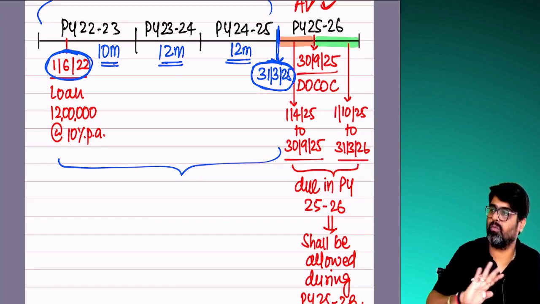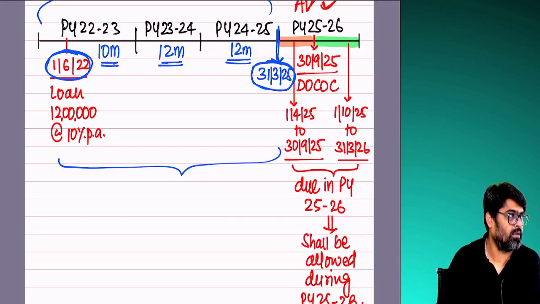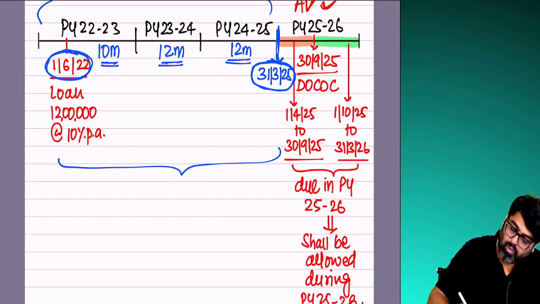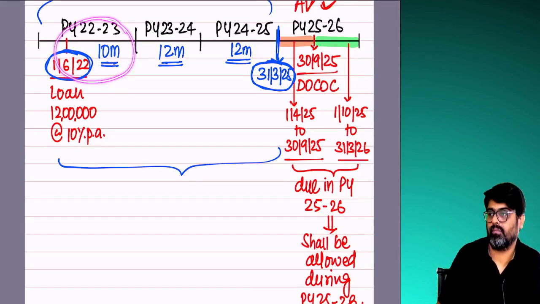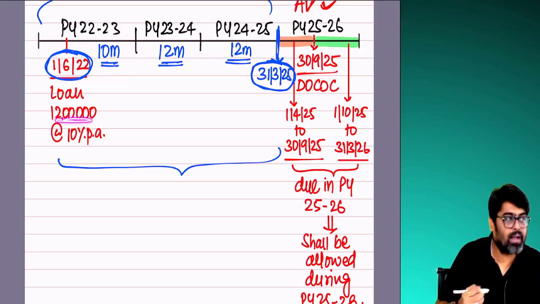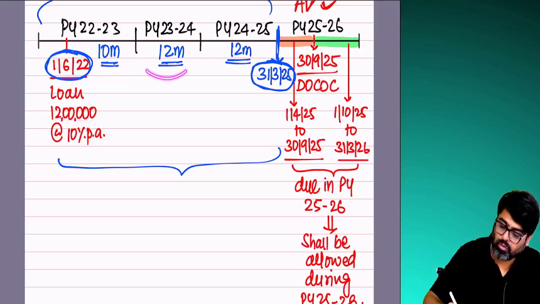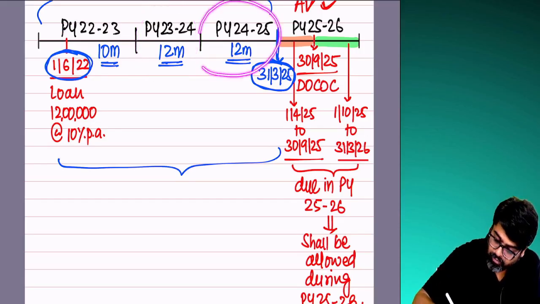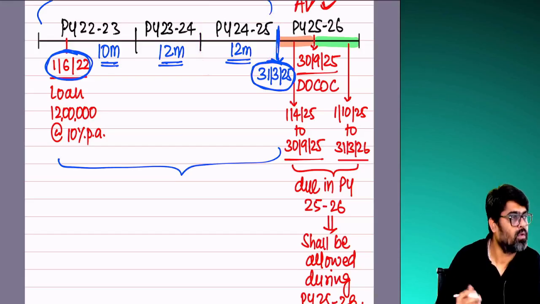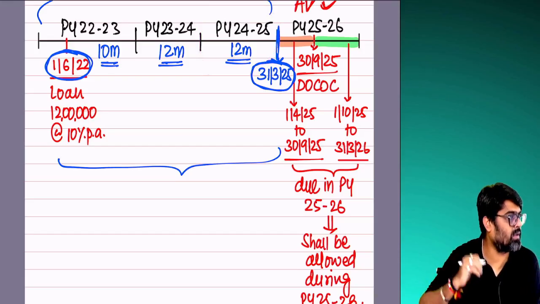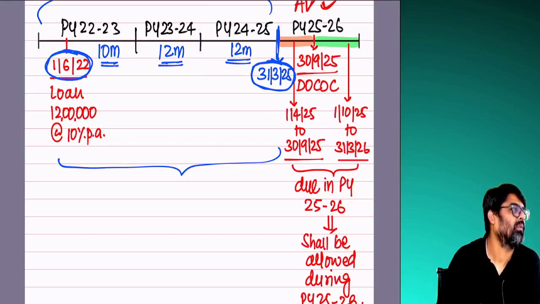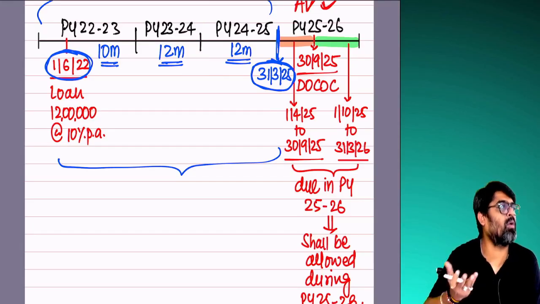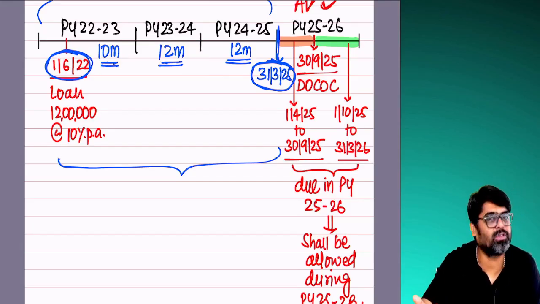Now let us assume that there was no repayment. How much loan was outstanding for these 10 months? 12 lakh. How much loan was outstanding for these 12 months? 12 lakhs, because there is no repayment of the loan. Getting my point? If there is a repayment, then the loan amount will automatically get reduced.